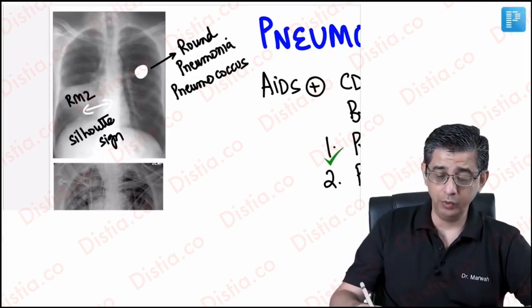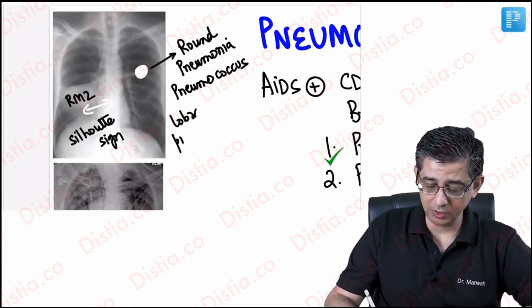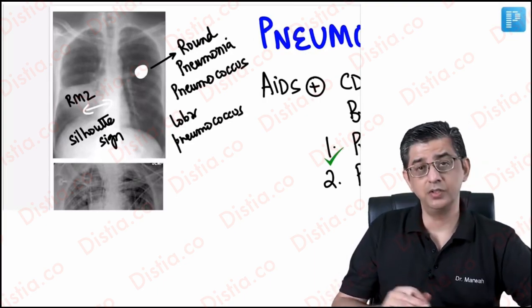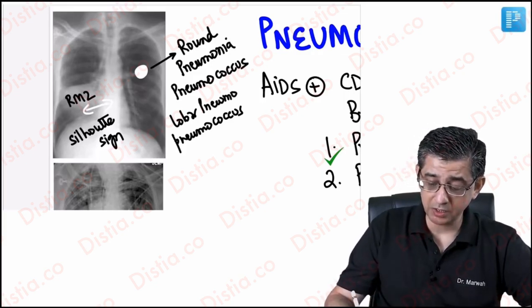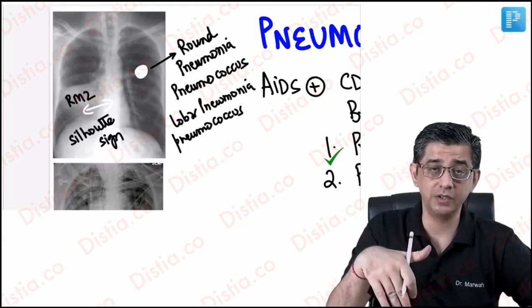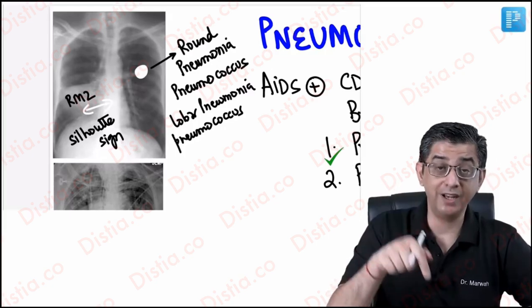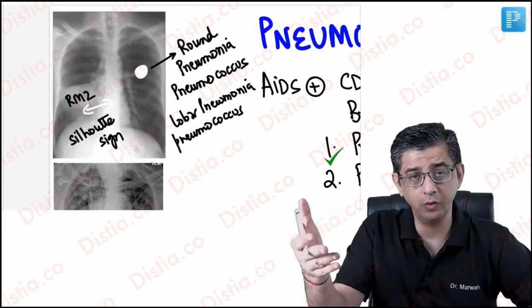So for lobar pneumonia or round pneumonia, the organism you would answer is pneumococcus. Even in an AIDS positive patient, if bronchial breathing is given, the answer is pneumococcus. Plus, if you remember the CNS discussion, I have told you that the number one cause of acute bacterial meningitis in both pediatric as well as adult age group happens to be Streptococcus pneumoniae, or pneumococcus per se.